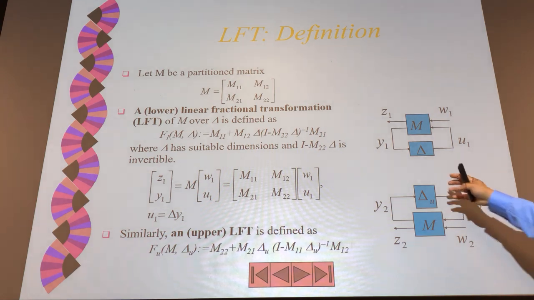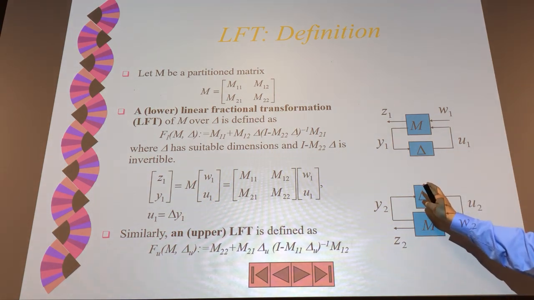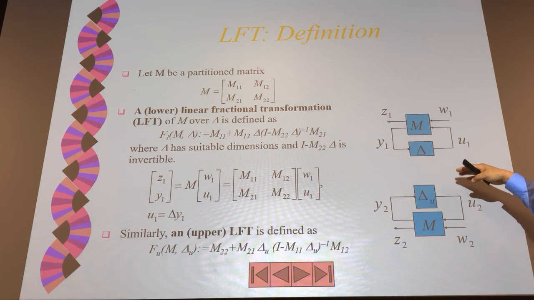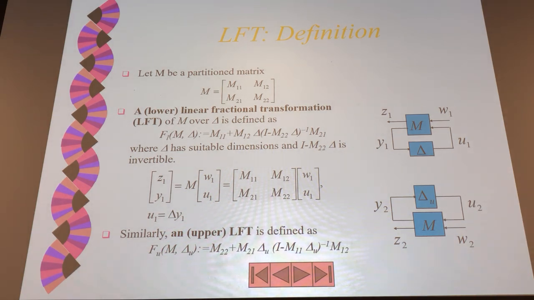One is called upper, when the uncertainty is put on the upper side. And you can also do it the other way, putting it on the lower side. So they can be interchangeable. This is called the lower linear fractional transformation, lower LFT, for M over delta, F_l(M, delta). F is a transformation of M and delta. Delta has suitable dimensions, and this is invertible.